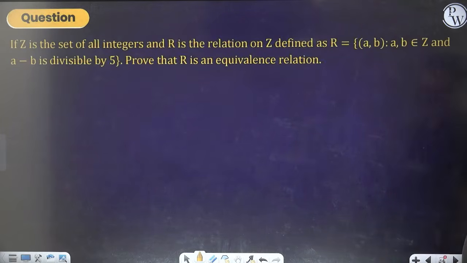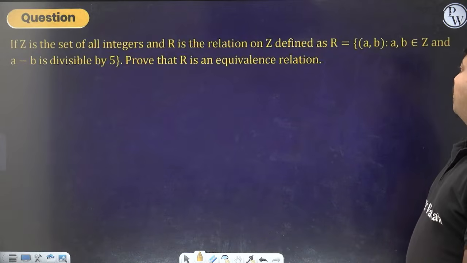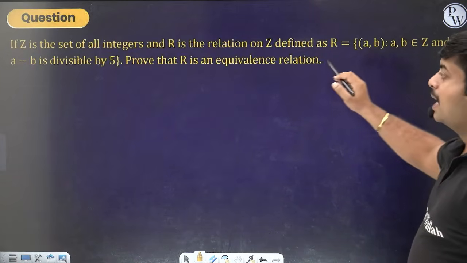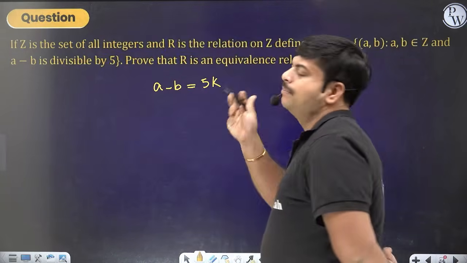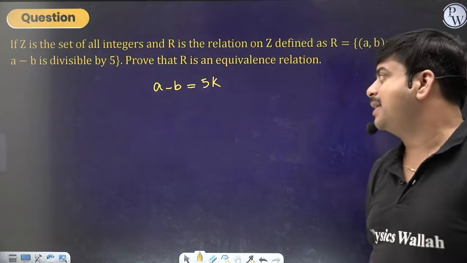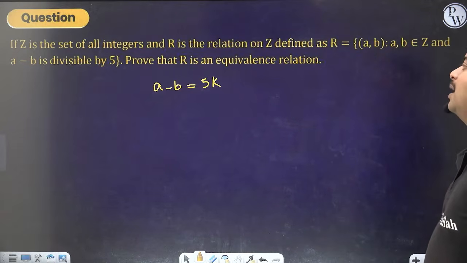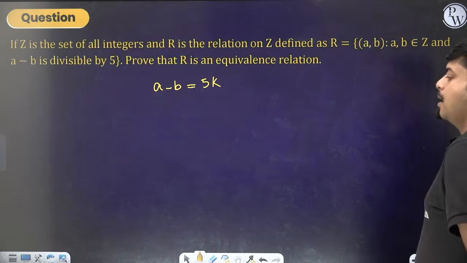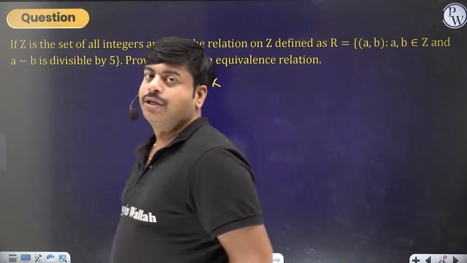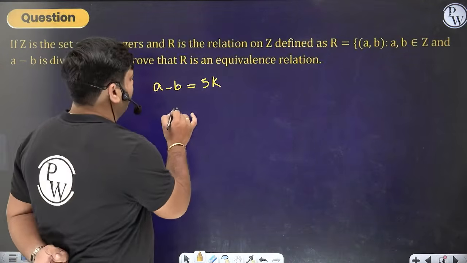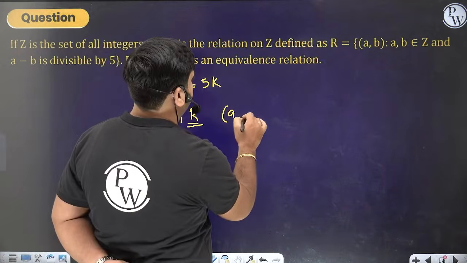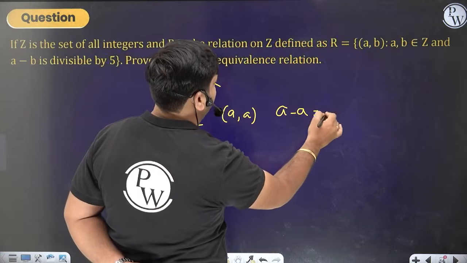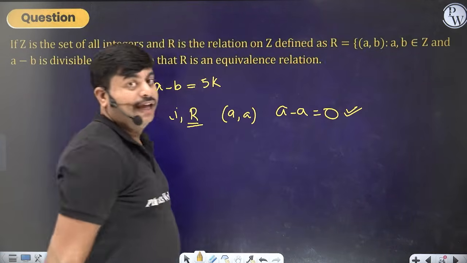Right. So the next question. If Z is the set of all integers and R is the relation on Z defined by R equal to (a, b) such that a, b belong to Z and a minus b is divisible by 5, something like 5k. Prove that R is an equivalence relation. Okay. People, first of all, to prove reflexive, (a, a) should be there. That means a minus a is equal to 0. Yes, it is a multiple of 5. 5 times 0 is 0.